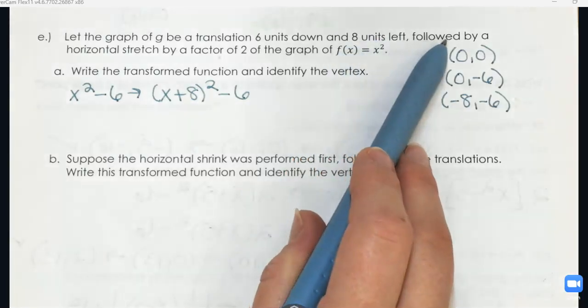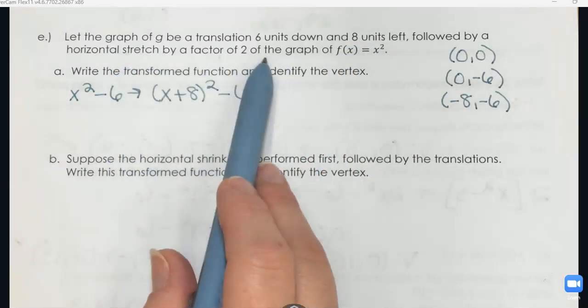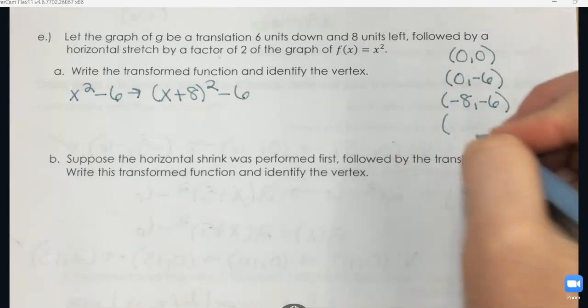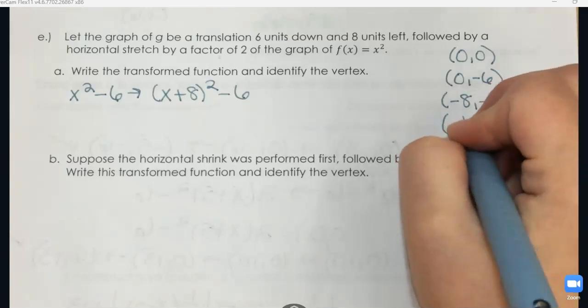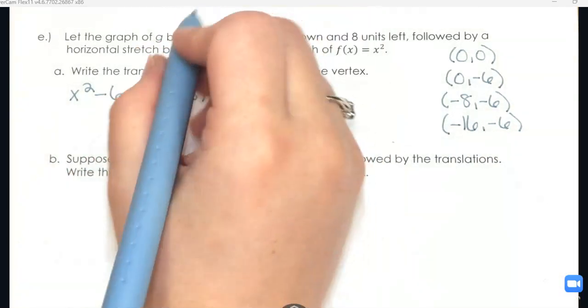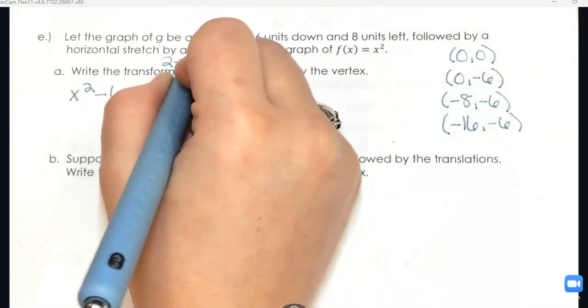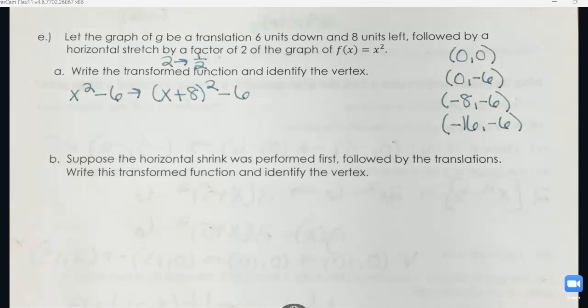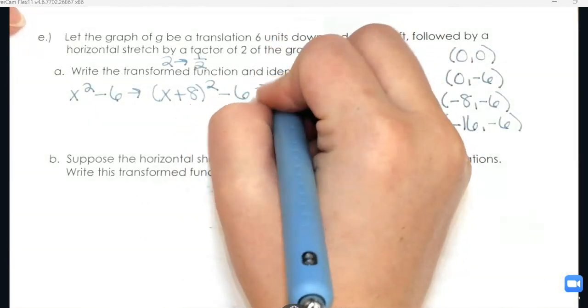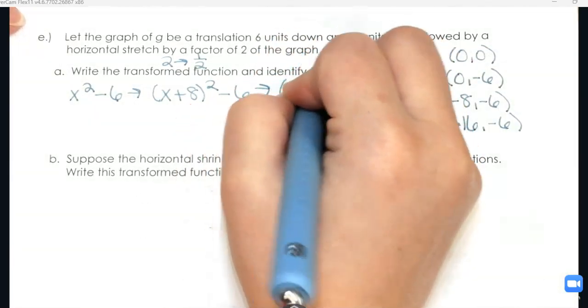The last thing we want to do is a horizontal stretch by a factor of 2. So what this means is we are going to double our x-coordinate, and our vertex is going to move to negative 16, negative 6. Now to reflect that inside my function, remember we're always doing the reciprocals when it comes to our horizontal dilations. So what is going to happen inside my function is I'm going to replace x with 1/2 x.